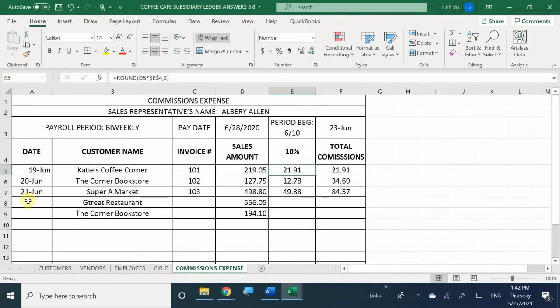Commission. So he delivered it. His cut is going to be $55.61, and it brings his total commission to $140.18. Okay.